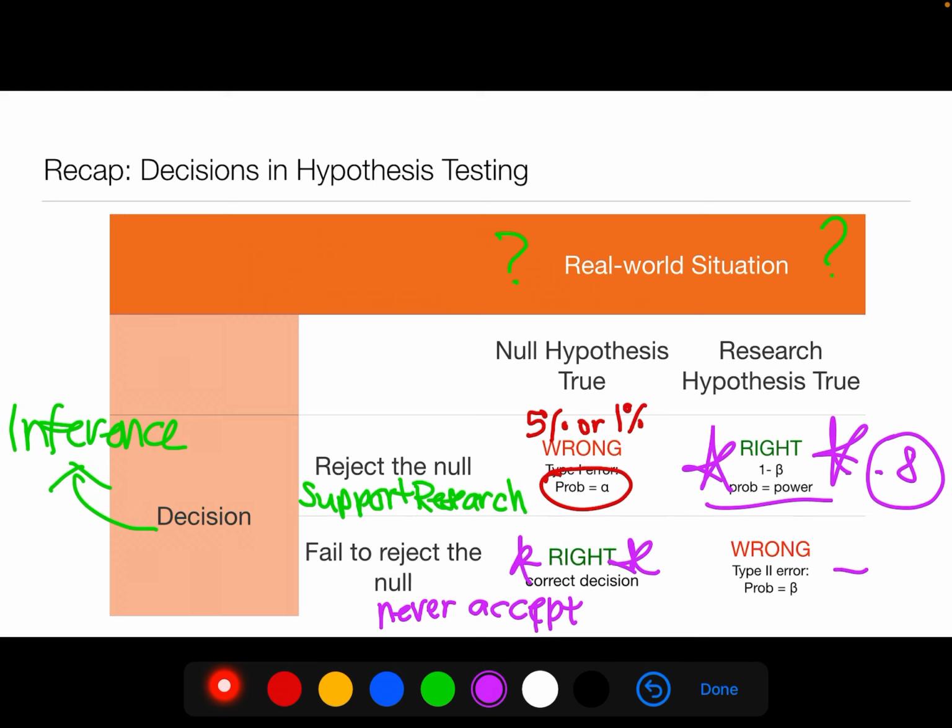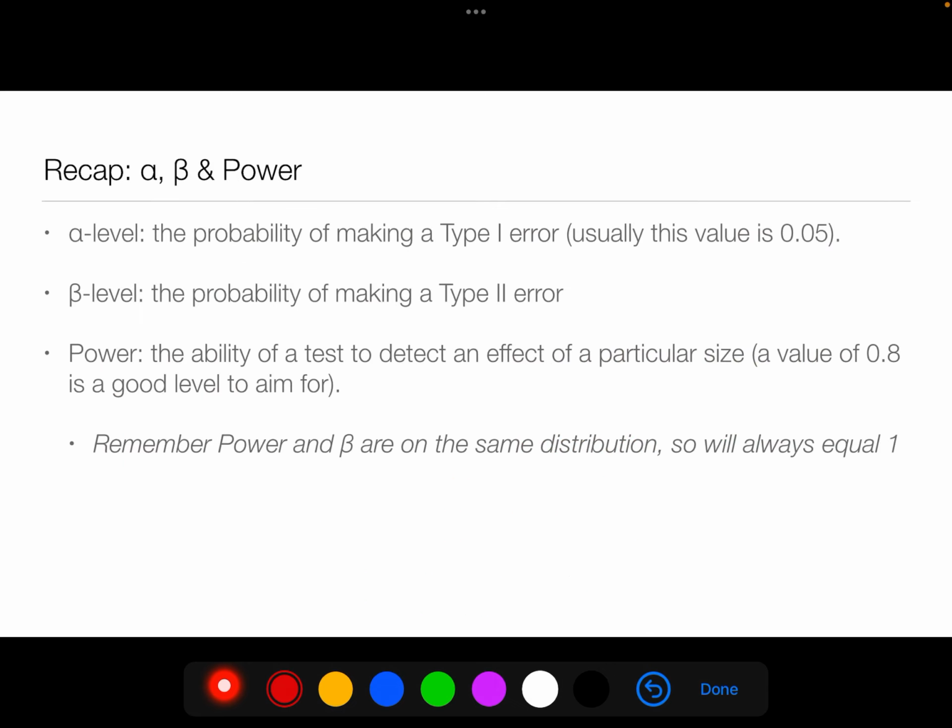and that is called type 2 error. The probability of type 2 error is beta. This is that same beta that we were talking about up here in power. So when we set alpha, that will influence beta and power depending on how big of an effect size we have. So again, alpha is that probability of making a type 1 error. We usually set this at 0.05. Beta is the probability of making a type 2 error.